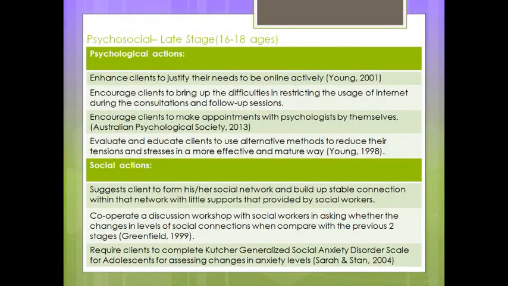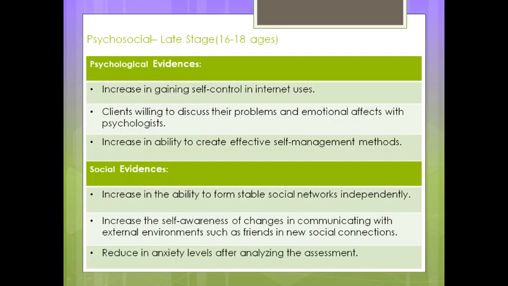Actions include teaching them how to justify their needs to be online, bringing up the difficulties in restricting the usage of the internet, using alternative methods to reduce their stress in a more effective way, and holding a discussion workshop with social workers about the changes in social connections compared with the previous two stages. We hope they can create effective self-management methods and discuss their problems and emotional effects, set self-control in internet use, and communicate better with external environments and form stable social networks independently.